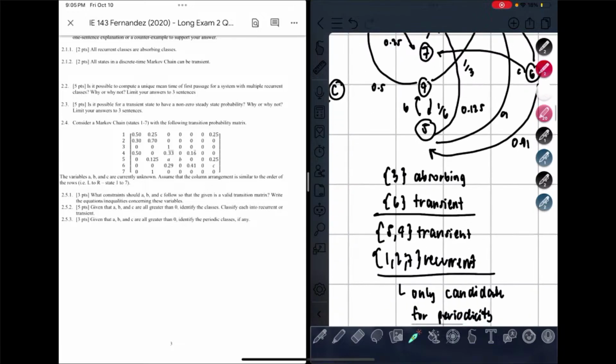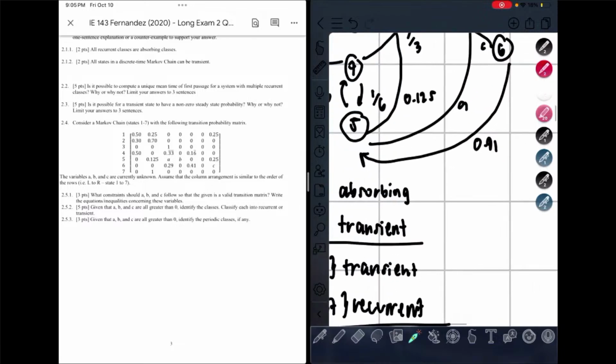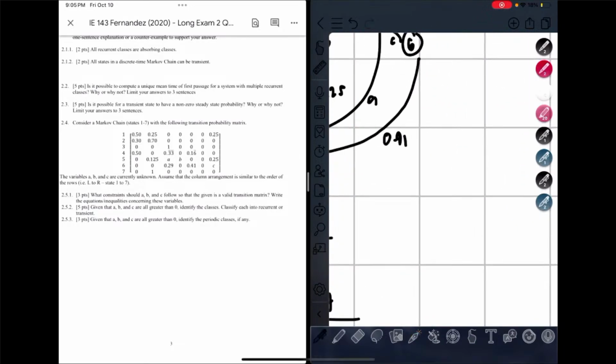So yeah, just going back, summarizing the result. 3 is absorbing, 6 is transient, 5 and 4 are transient, and then 1, 2, 7 are recurrent. Okay. So that's for 2.5.2. For 2.5.3, given that A, B, and C are all greater than 0, identify the periodic classes, if any. So recall, periodic classes are basically classes that take a fixed amount of time to return to each other.